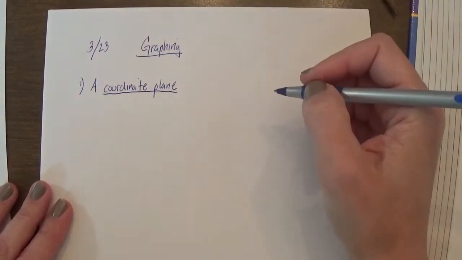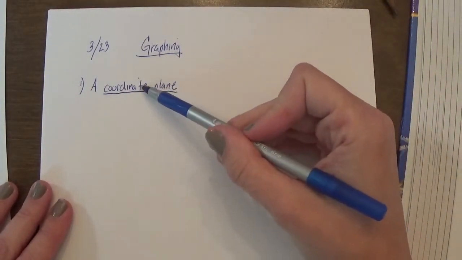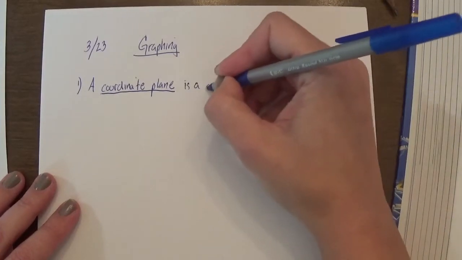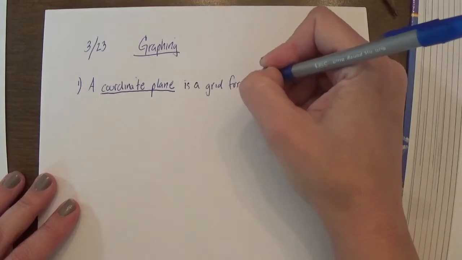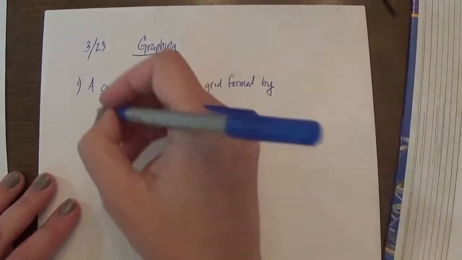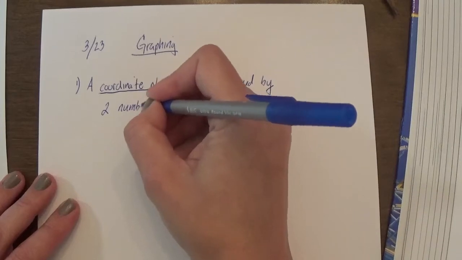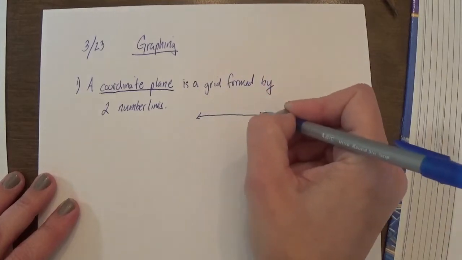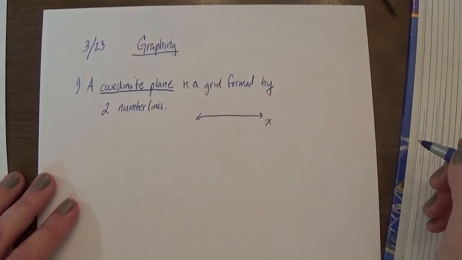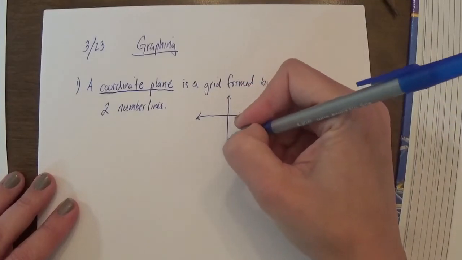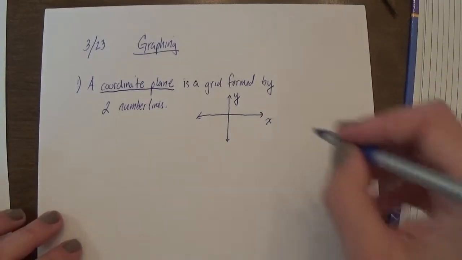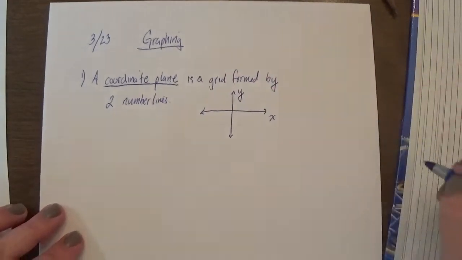So a coordinate plane is just a grid. If you think about it, coordinates are a bunch of points. A plane is a flat space. So a coordinate plane is a grid formed by, this is how they define it, two number lines, right? So you have one going this way. They call that the x-axis, and one going vertically, they call that the y-axis. So there's your two number lines, and it's split up into a bunch of coordinates.